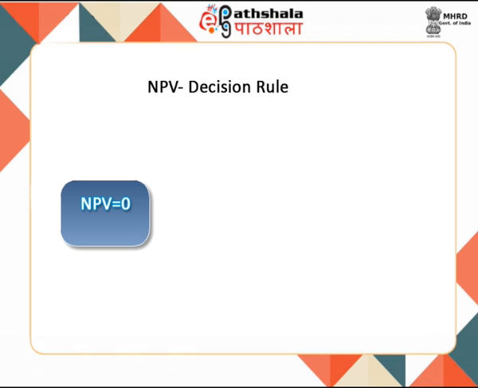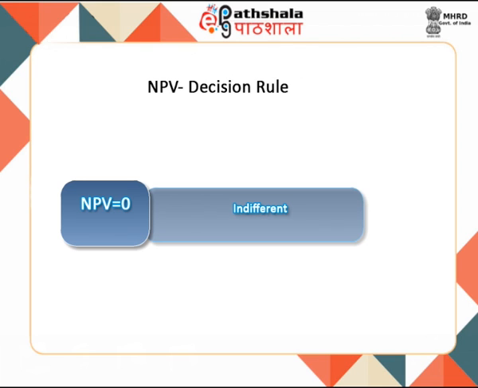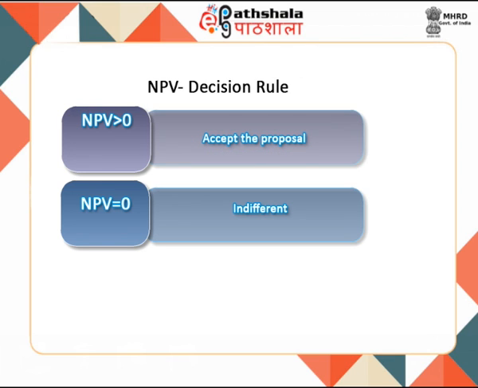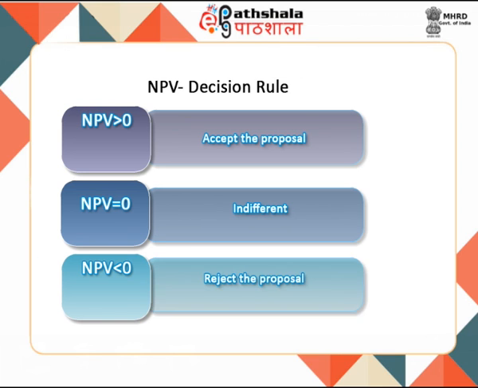Let us now see what the decision criteria are for the acceptance or rejection of the proposal using NPV. If NPV is greater than 0, the investor will accept the proposal. If NPV is equal to 0, then the investor will be indifferent towards the acceptance or rejection of the proposal. And lastly, if NPV is less than 0, then the investor will reject the proposal.